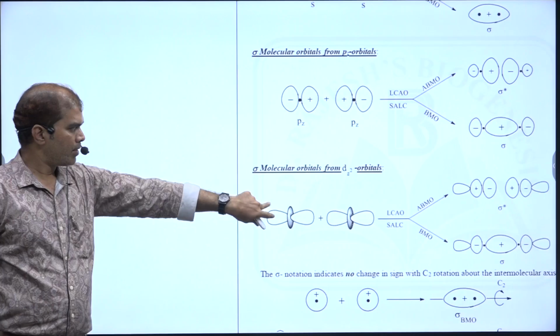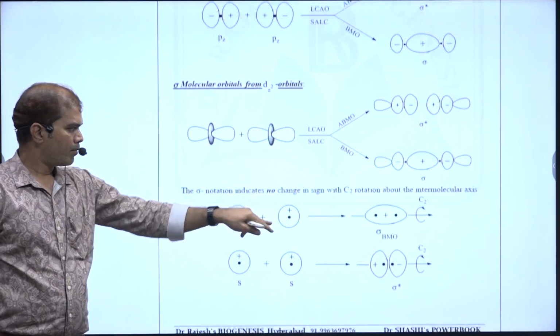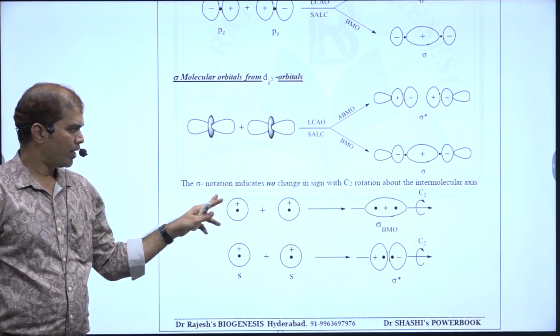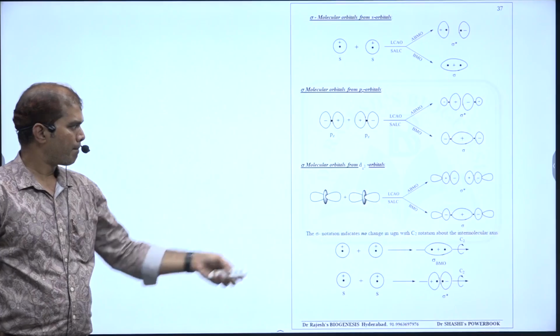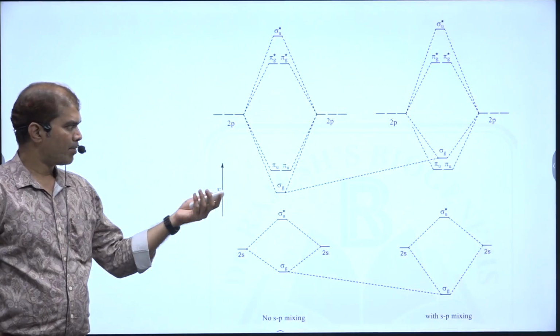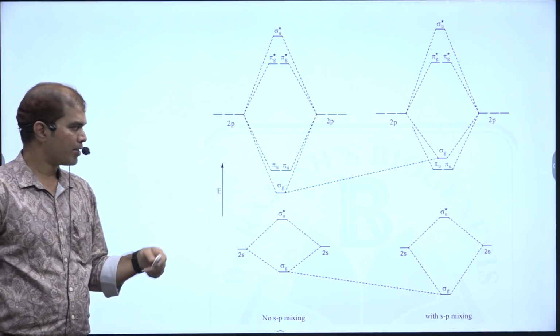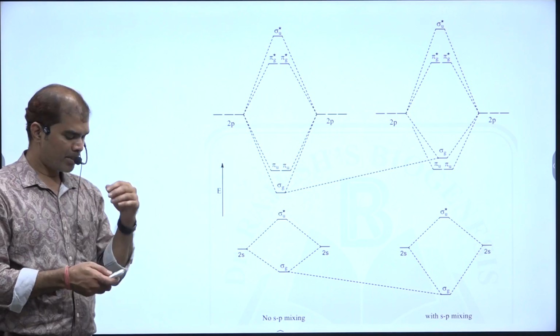Here you can see that the molecular orbitals have been given for sigma bonding or for pi bonding. All the diagrammatic representations are also given neatly. What is sp mixing, and without sp mixing how the molecular orbital diagram looks, after sp mixing how the molecular orbital diagram looks, both comparisons have been given.